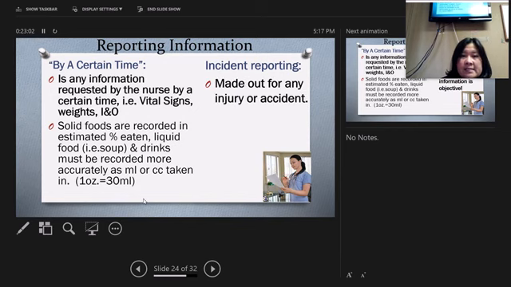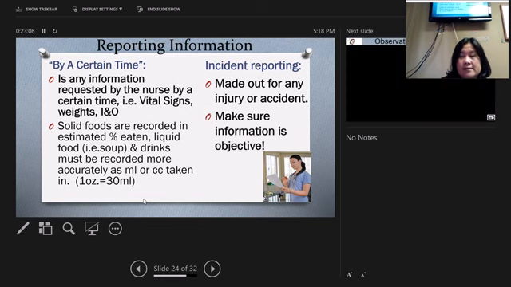And then, of course, incident reporting. Incident reporting is done when there is any major injury or accident. It doesn't matter who it happened to, you're going to write an incident report. If it happened to a staff member, if it happened to a patient, if it happened to a family member or any other visitor, if an incident or accident happened, we have to have an accident report. Make sure the information is objective, only put on there what you know the facts are.